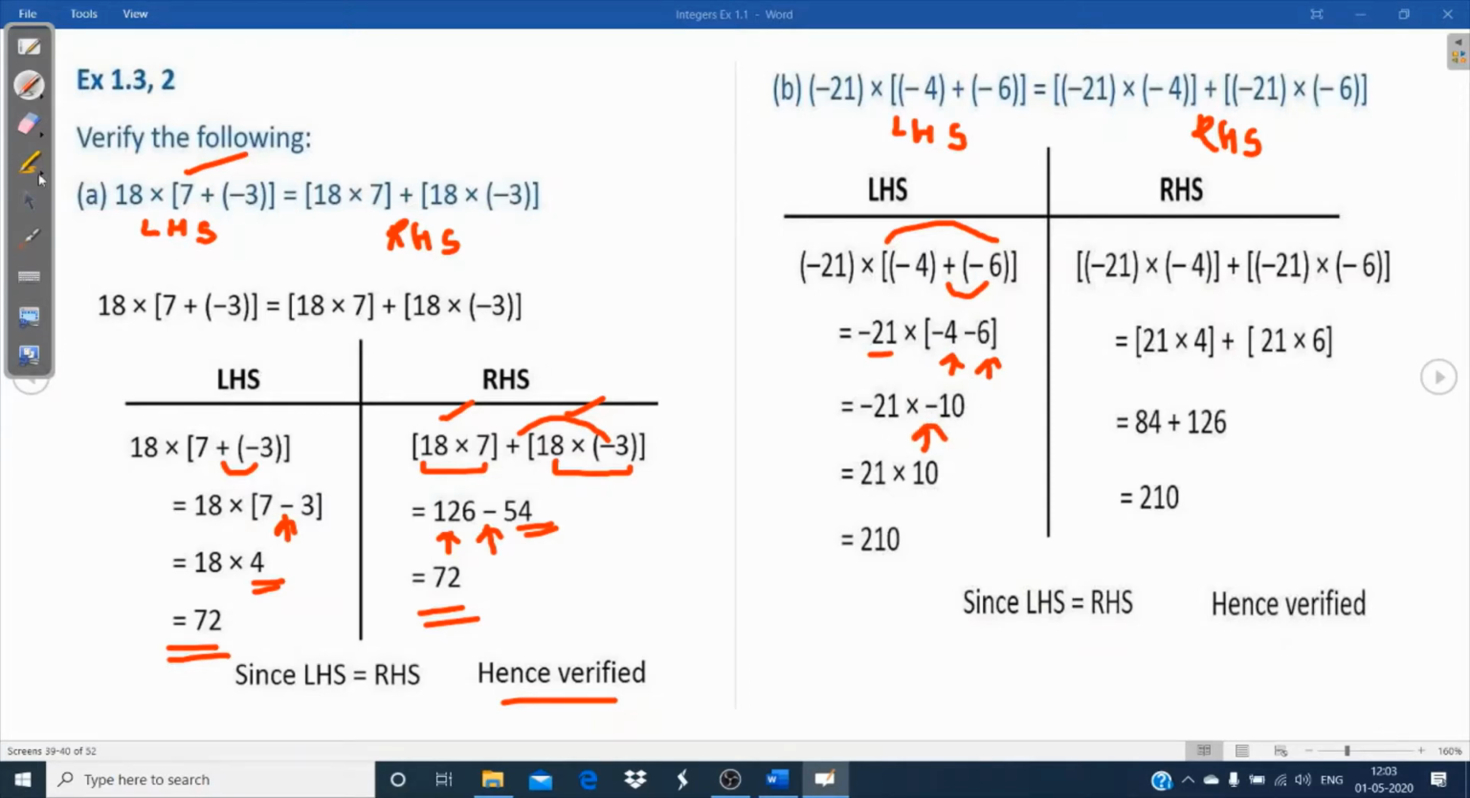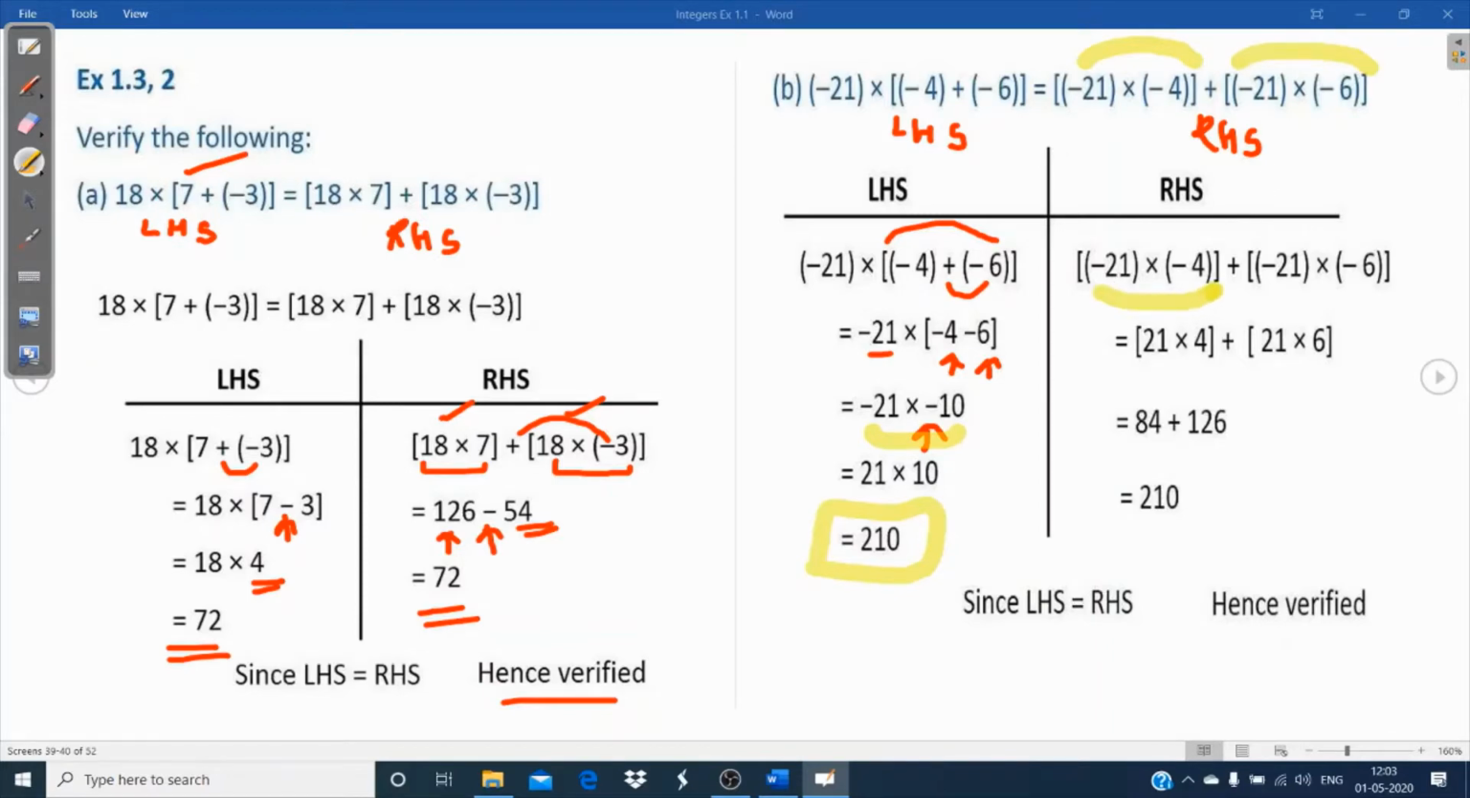So again, when you solve this, we'll see minus 21 multiplied by minus 10. So minus minus will become plus. And what you will do, you will just multiply 21 into 10. What will you get? 210. Similarly, in the right hand side, we'll solve brackets first.